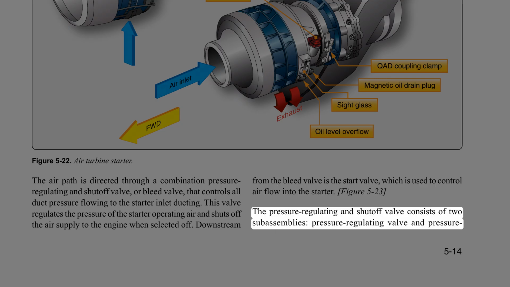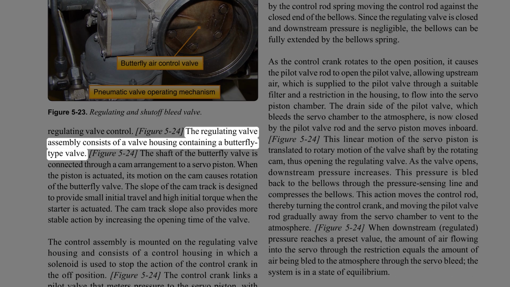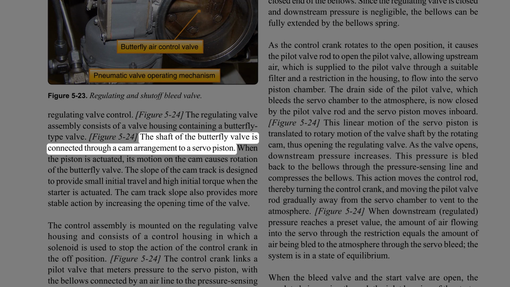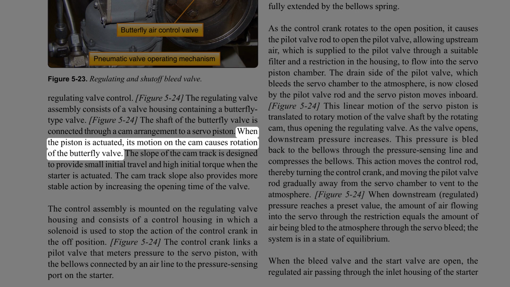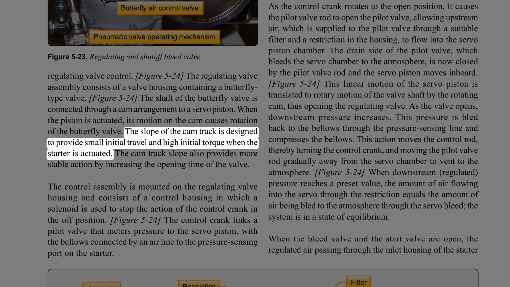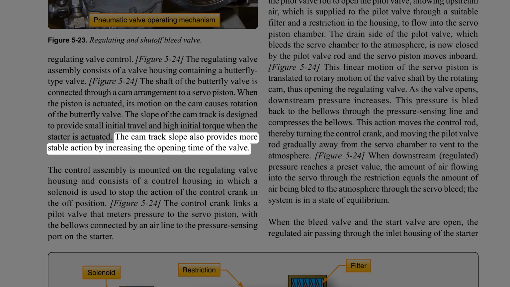The pressure regulating and shutoff valve consists of two subassemblies, the pressure regulating valve and the pressure regulating valve control. The regulating valve assembly consists of a valve housing containing a butterfly-type valve. The shaft of the butterfly valve is connected through a cam arrangement to a servo piston. When the piston is actuated, its motion on the cam causes rotation of the butterfly valve. The slope of the cam track is designed to provide small initial travel and high initial torque when the starter is actuated. The cam track slope also provides more stable action by increasing the opening time of the valve.